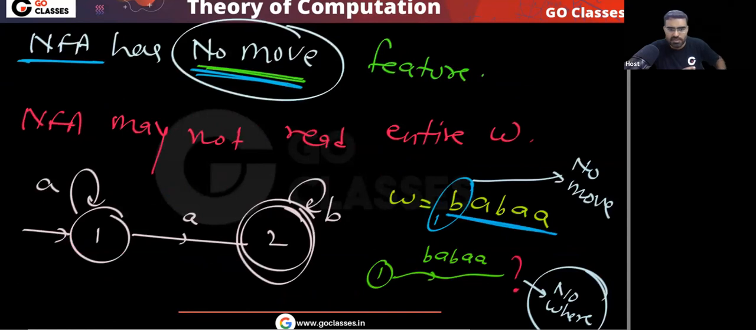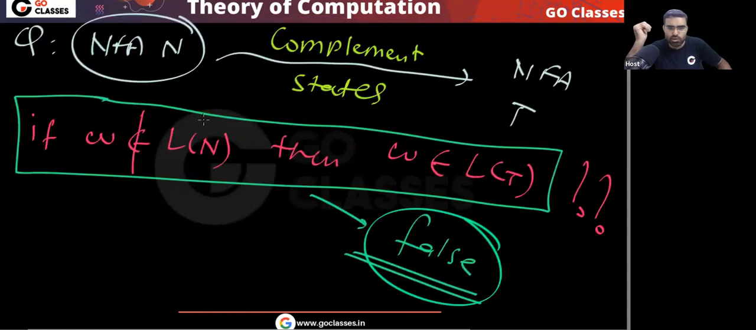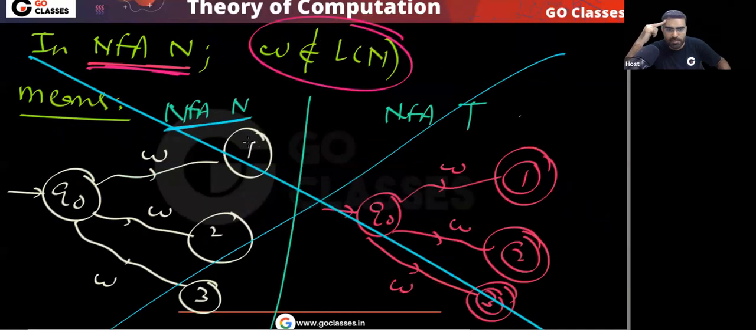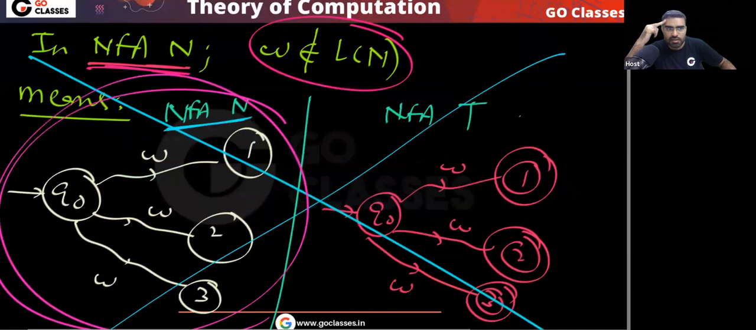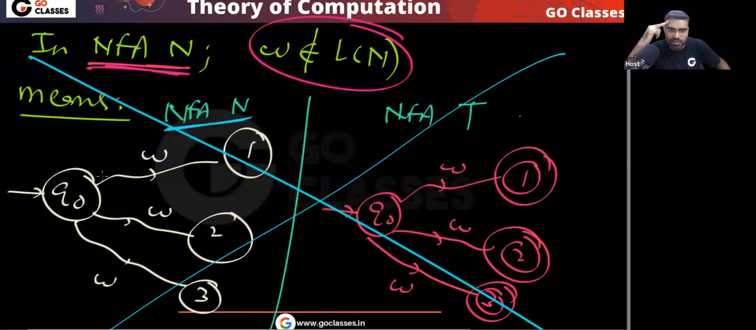See, in the GATE exam, if they create this question on your screen, W does not belong to NFA N. W does not belong to this NFA. Then many students, in their mind, this type of diagram will come. Many students will think that on W, I will go to non-final. So if I complement the states, then W will be accepted.